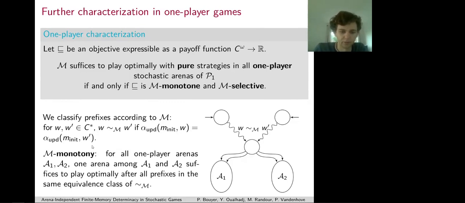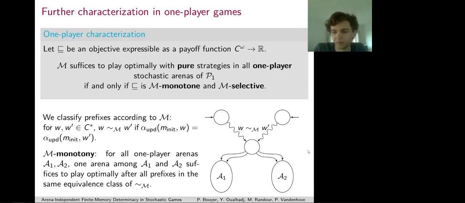And the property that we want to check is that for any pair of arenas, A1 and A2, if you take two words that are equivalent, here W and W prime, so let us focus on the drawing, then you don't need to use both A1 and A2 to play optimally after W and W prime. One of these arenas, either A1 or A2, is at least as good as the other to play, no matter whether you start here or there. And so there needs to be some consistency after the prefixes, after the finite words. You can't need to use both arenas.